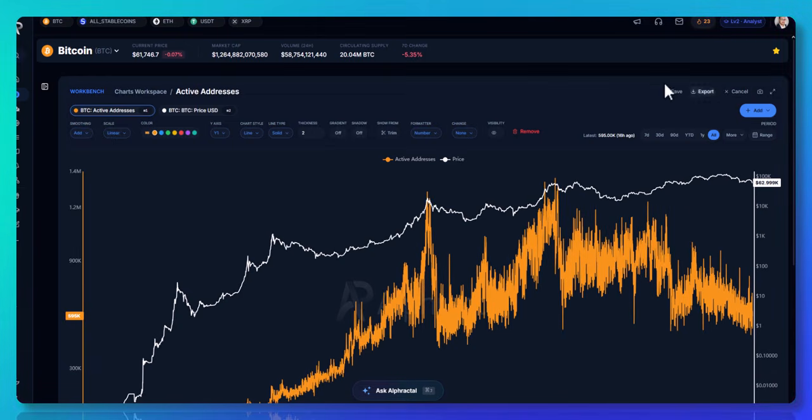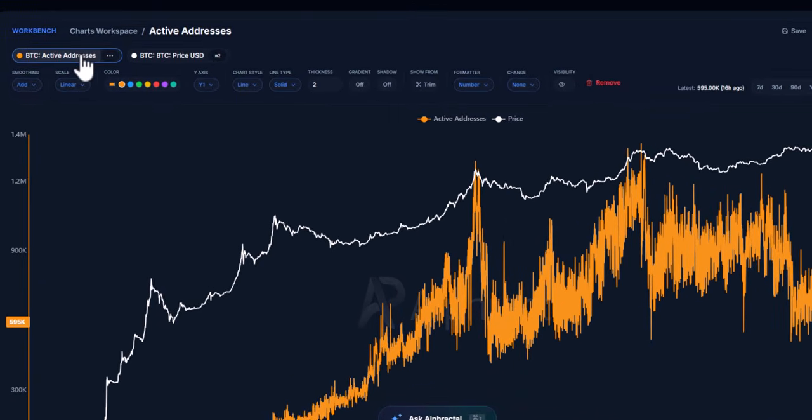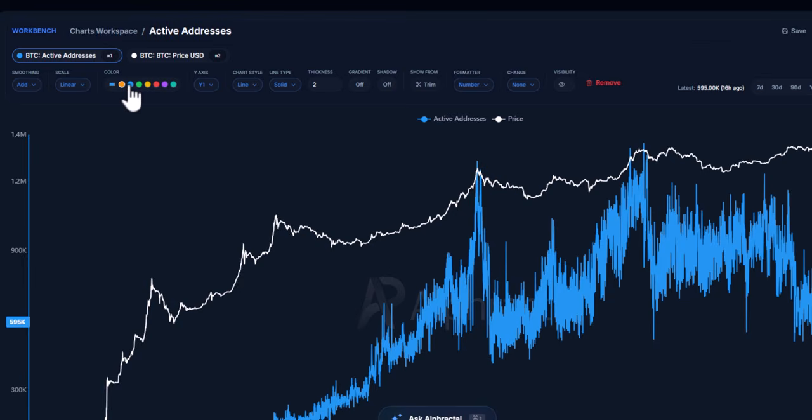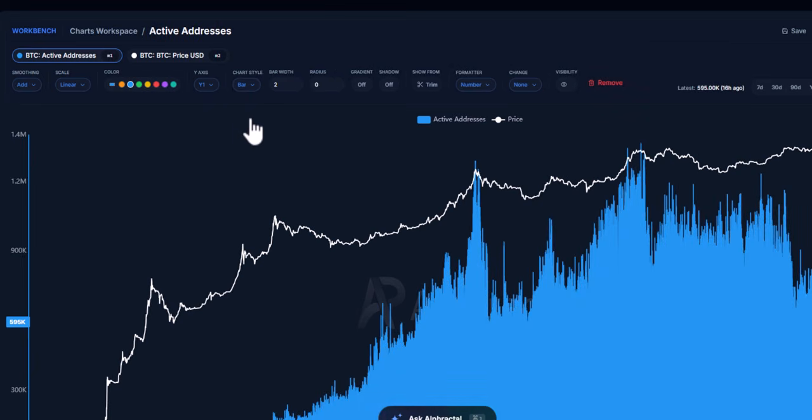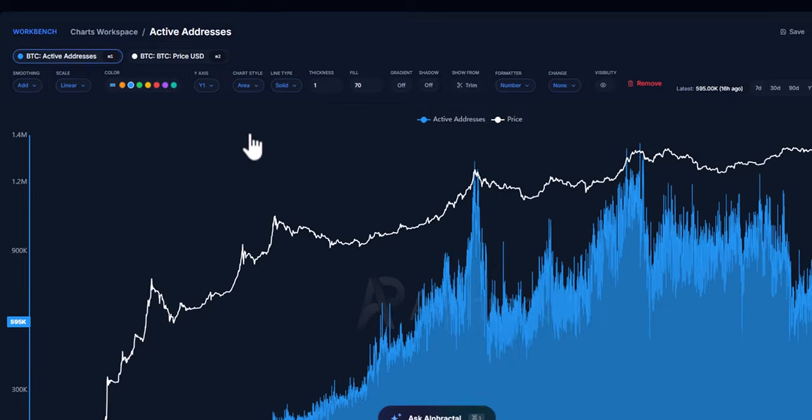Right here in the workbench, you can start by adjusting the chart's look. For example, I can change the line color, change the thickness, make the chart cleaner. I can also change the chart type using lines, bars, areas, or other formats, depending on the type of analysis I want to do.